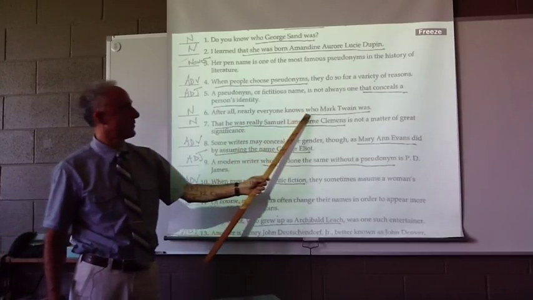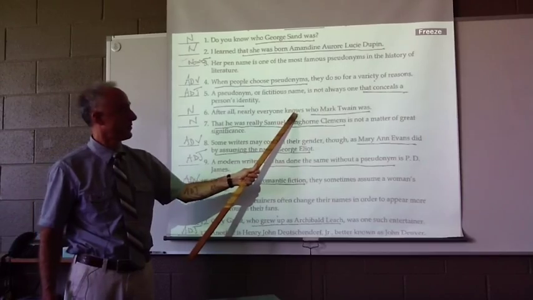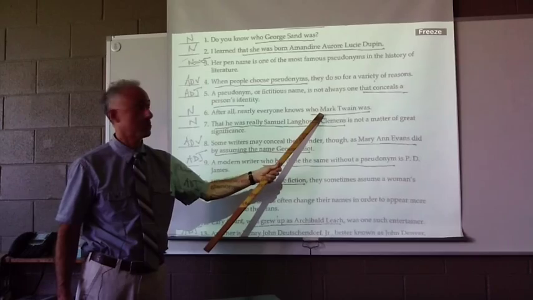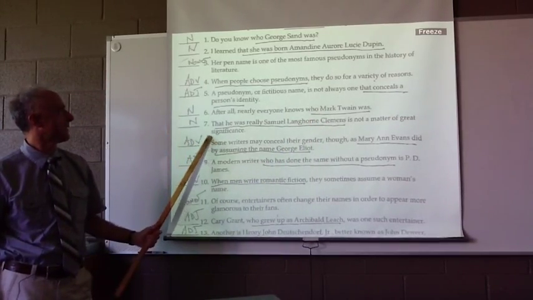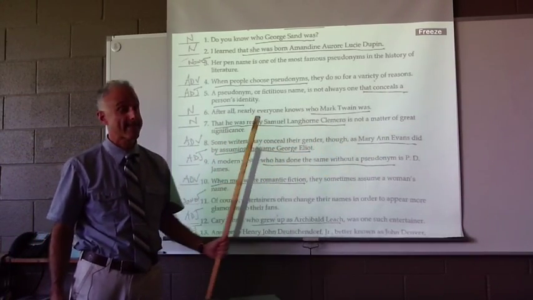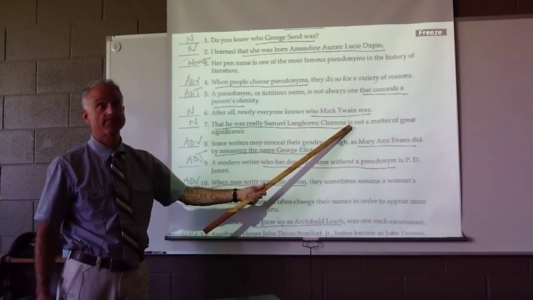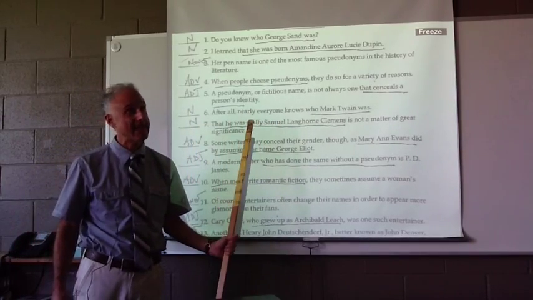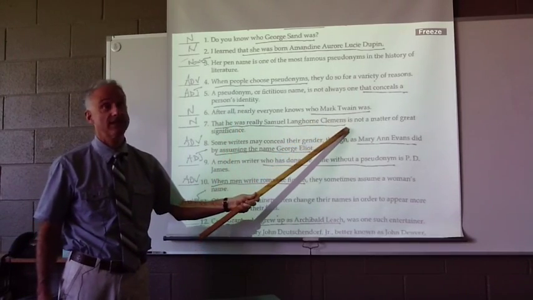After all, nearly everyone knows who Mark Twain was. Everyone knows this idea, right? Subject, action, verb, direct object. Noun clause. Objects are nouns. That he was really Samuel Langhorne Clemens is not. We have a verb, the verb in the main clause. Oftentimes, the word that's next to our subordinate clause is very helpful to indicate what that subordinate clause is, and this is a case here.